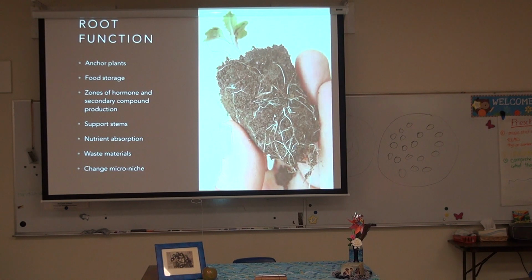What ion will plants expel? Chlorine. Hydrogen? Yeah, hydrogen. Good job. So plants will expel hydrogen into the environment, changing the pH, which is a waste material. Also, roots can change micro niches. So where a root hair grows into can create an area of high or low pH, high microbial activity, high moisture. So it can actually change the soil environment to what it needs.